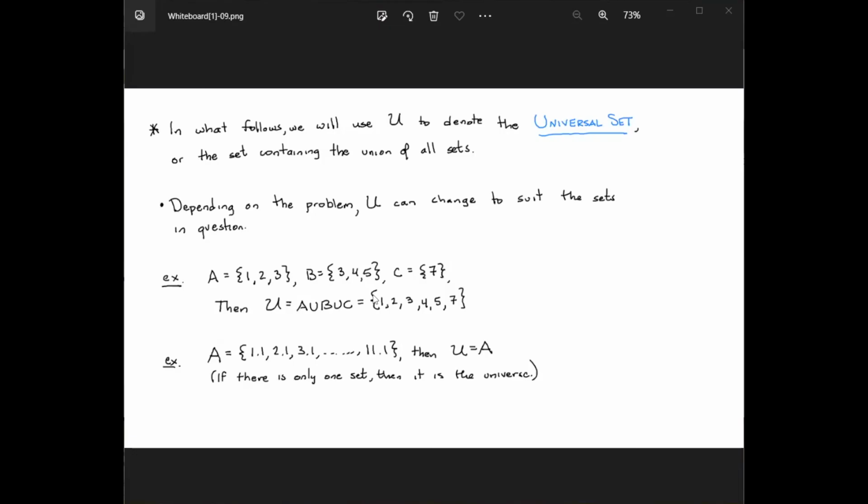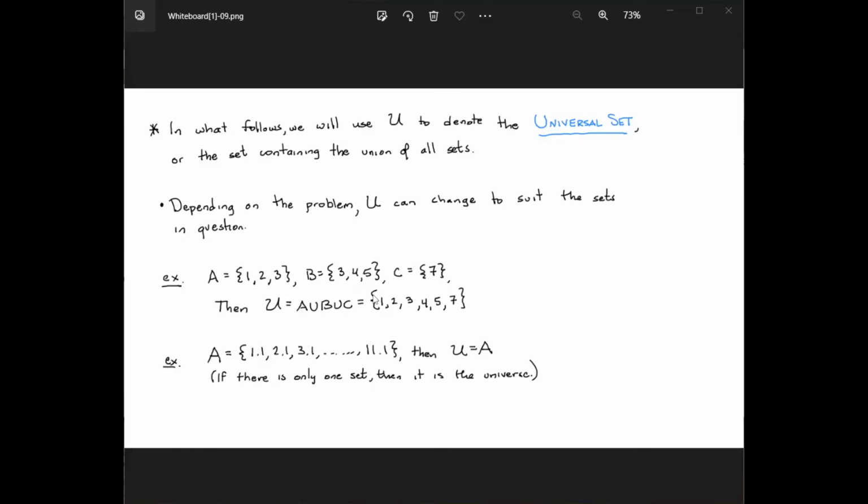So in what follows, we'll use the script U to denote the universal set, or the set containing the union of all sets. Now this is for a particular problem. If you're given a question, the universal set changes dependent on that question. I gave two examples here. In the first one, I say, take three sets A, B, and C defined as such. Well, U is just the union of all three of those sets. There are no other sets involved with this question.